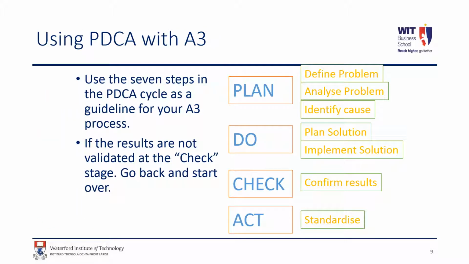So we can use these A3s and the A3 process with our continuous improvement activity. It fits in nicely with the plan, do, check, act cycle that's commonly associated with continuous improvement activity. So at the planning stage here, we're looking at defining the problem, analyzing the problem, and identifying maybe the root cause, what's causing this problem to occur. In the do stage, then we're coming up with a solution, we're suggesting a solution, and we're implementing that solution.